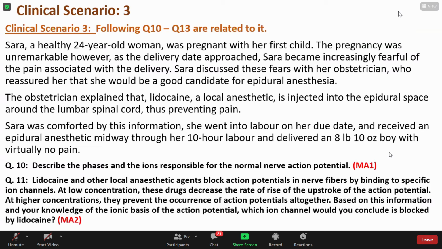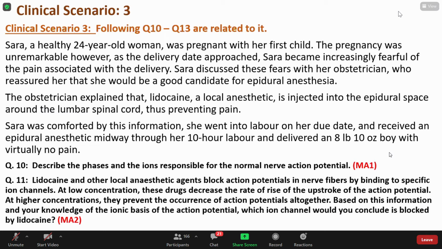I don't think this is a condition, doctor. I think this is just the mechanism of action of anesthesia. Yes, Abdulaziz. So please, can you read question number 10, please?